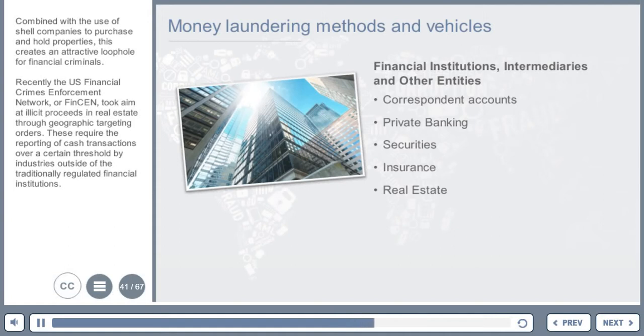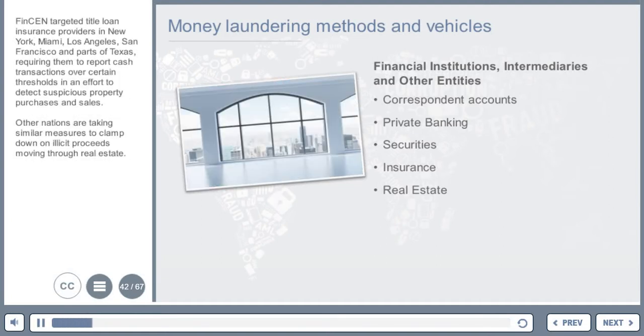Recently, the U.S. Financial Crimes Enforcement Network, or FinCEN, took aim at illicit proceeds in real estate through geographic targeting orders. These require the reporting of cash transactions over a certain threshold by industries outside of the traditionally regulated financial institutions. FinCEN targeted title insurance providers in New York, Miami, Los Angeles, San Francisco, and parts of Texas, requiring them to report cash transactions over certain thresholds in an effort to detect suspicious property purchases and sales. Other nations are taking similar measures to clamp down on illicit proceeds moving through real estate.